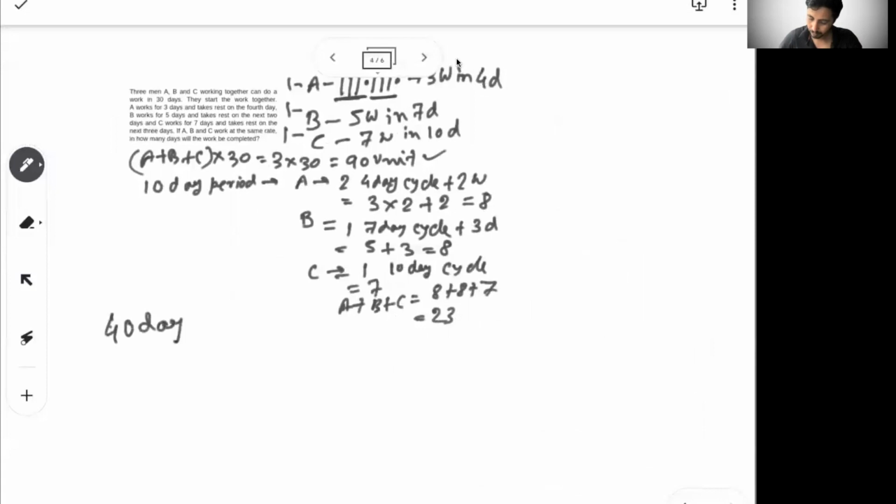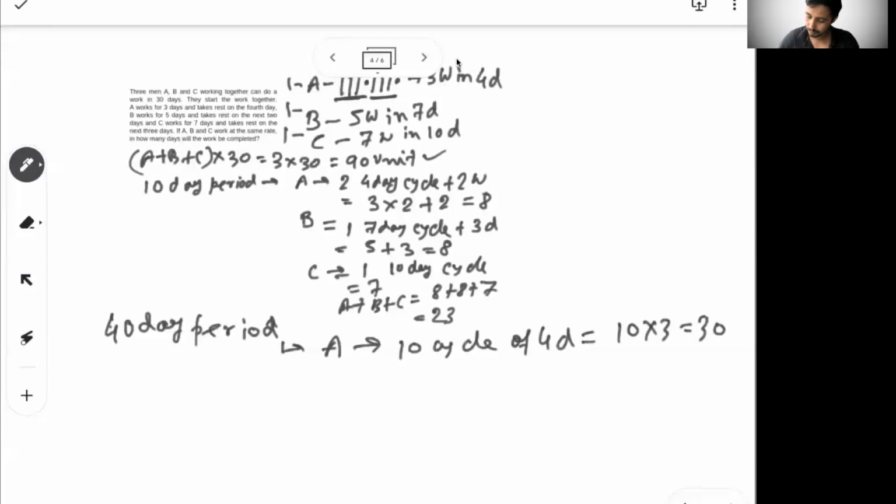If I say a 40-day period, see this carefully. A has how many 4-day periods? A has 10 cycles of 4 days. So in each cycle of 4 days, A does 3 units. So 10 into 3, 30.